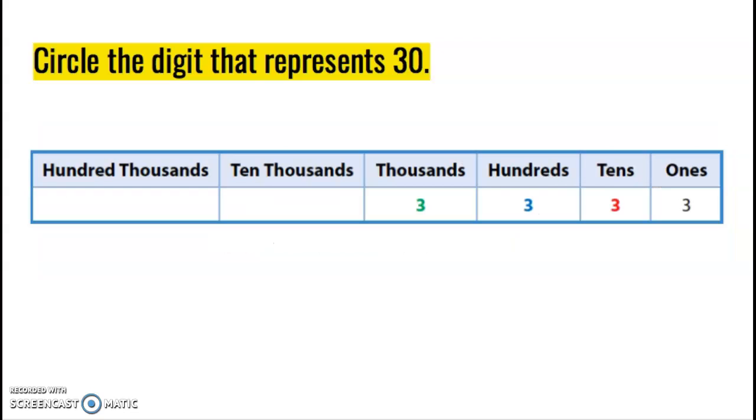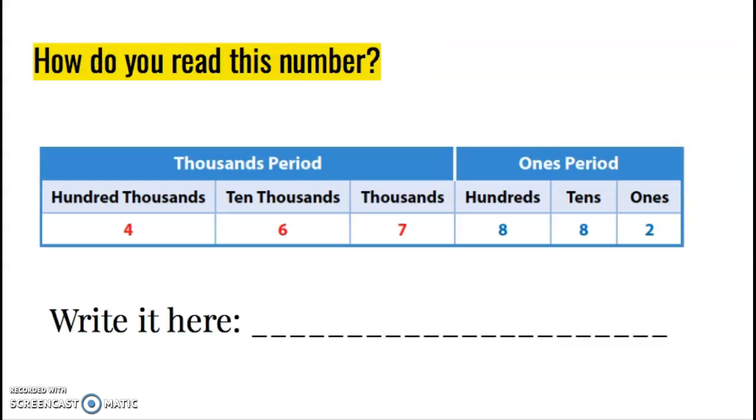And then we're going to move on to talking about what the value is. So we've talked about what place value is. Now we're going to talk about what the value of that number is. So this question from the text says to circle the digit that represents 30. So there are all these threes, but they have to find the one that represents the number 30, which would be the one in the tens column, because 3 tens is equal to 30.